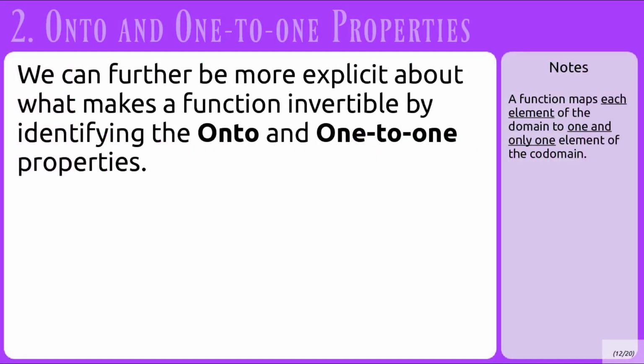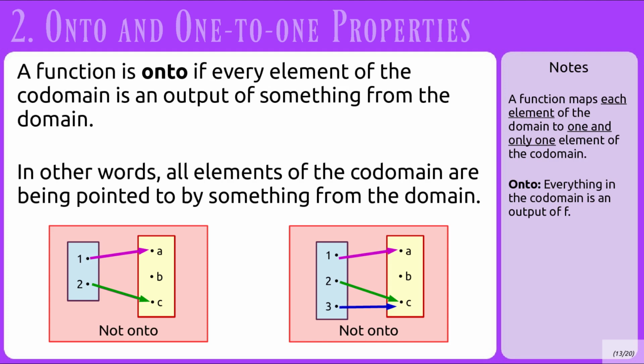We can further be more explicit about what makes a function invertible by identifying the onto and one-to-one properties. A function is onto if every element in the codomain is an output of something from the domain. So in other words, all elements of the codomain are being pointed to by something from the domain.